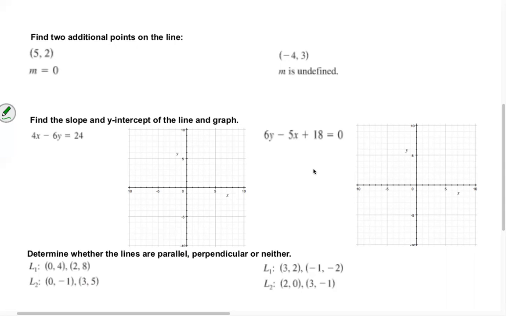Jake? You can do 5 and 2. Not quite. So think about it. When you have a horizontal line, which value is constant? Y. So y is constant, meaning I want 2 points that end in 2. What's your favorite number? 4. 4 or 2 is on that line.